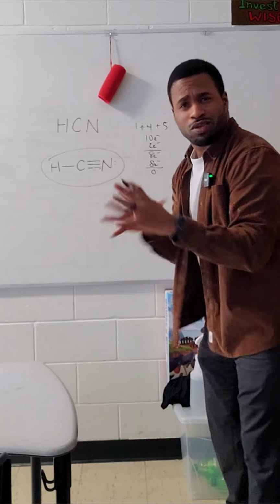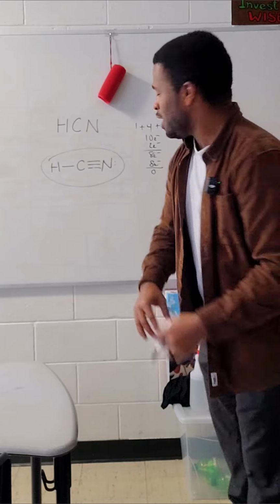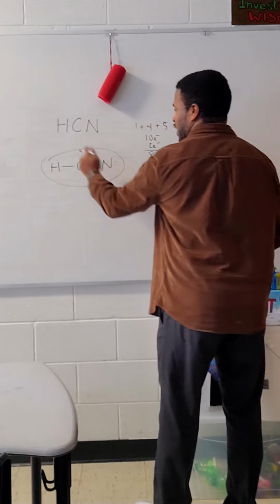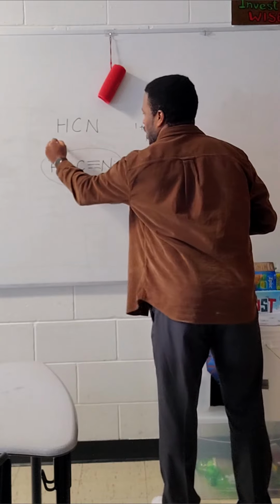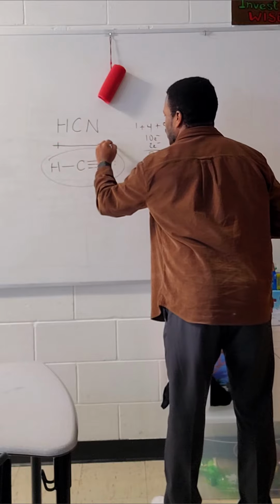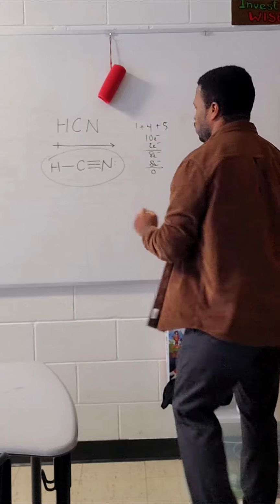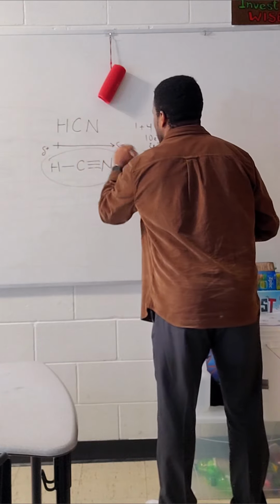If you want to go into the next stage of this particular one, which is in terms of polarity, we can say that because this side is a little bit more electronegative, let's put it that way, that means here we're going to have a direction arrow pointing in this direction, a polarity arrow, and we're going to have a partial positive charge and a partial negative charge here.